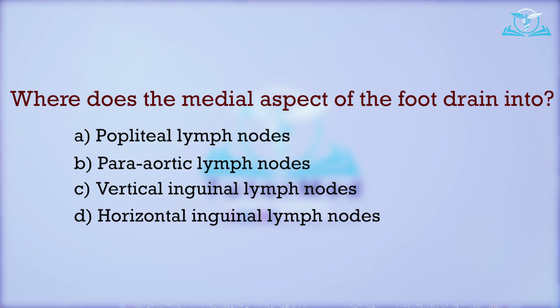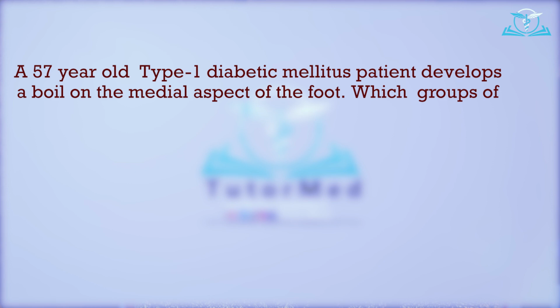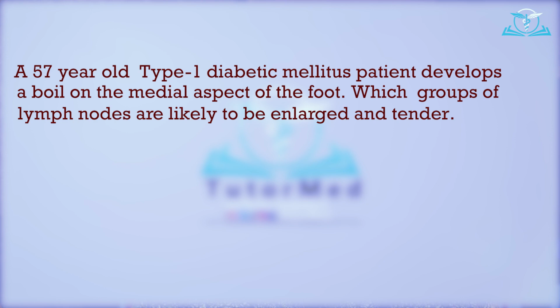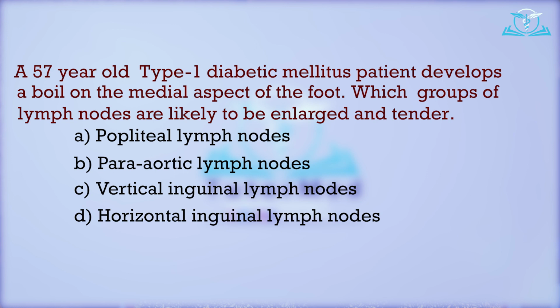This is a straightforward question, and then to put it in a clinical vignette, the question may be in this format. A 57-year-old type 1 diabetes mellitus patient develops a boil on the medial aspect of the foot. Which groups of lymph nodes are likely to be enlarged and tender? A. Popliteal group of lymph nodes. B. Para-aortic lymph nodes. C. Vertical inguinal lymph nodes. D. Horizontal inguinal lymph nodes. So yes, the answer to this question is the vertical group of inguinal lymph nodes.